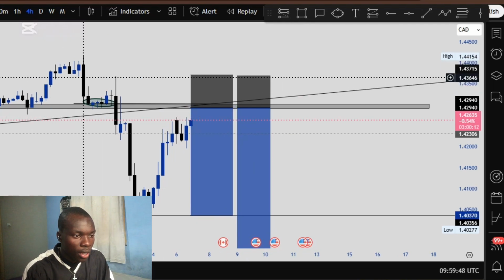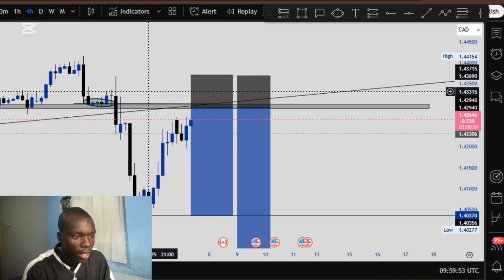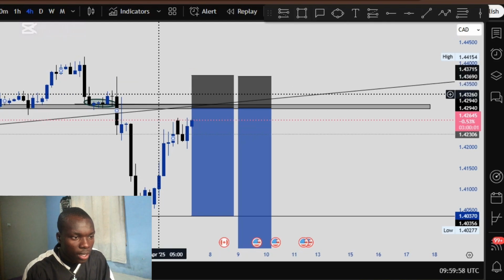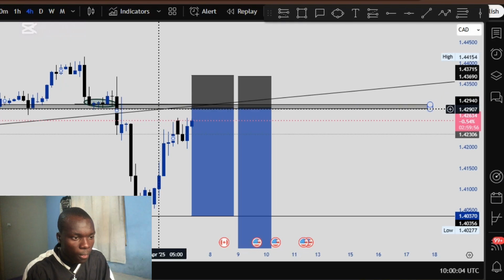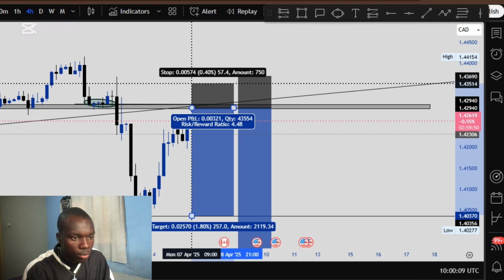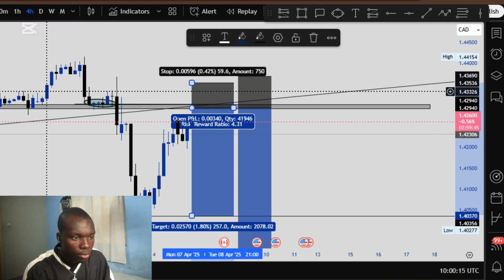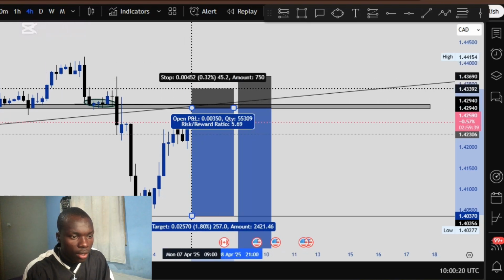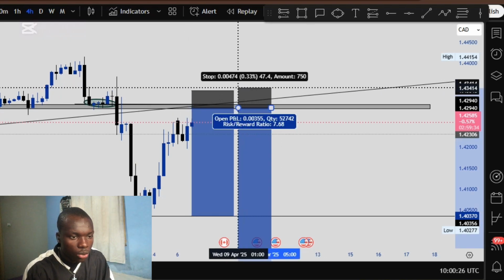Our SL will be around this zone. Going to set our SL around here. We have a free test on this whole point, so there is no need for our SL to be there. Our SL is going to be above here.